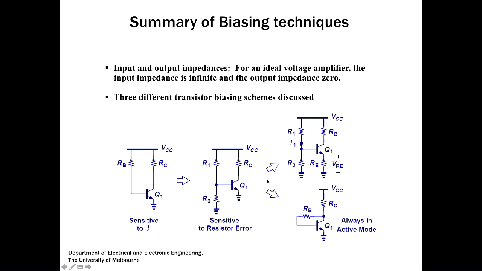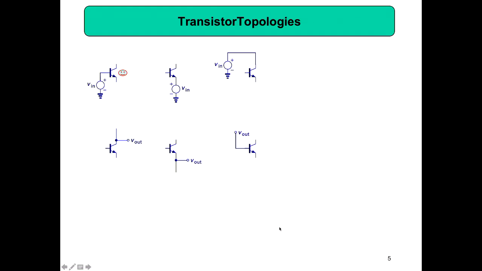But then we came up with these two designs, always in active mode, and here it is insensitive to resistor variations, insensitive to these fluctuations, and almost insensitive to beta. And then this one also is good. If you put RC much bigger than RB by beta, then we can say that it is insensitive to beta, but the advantage is that this is always in the active region.